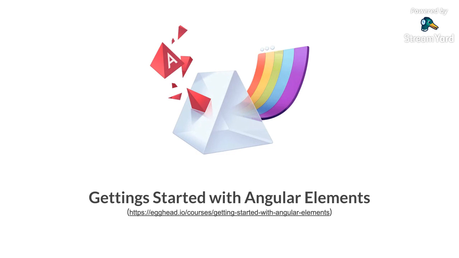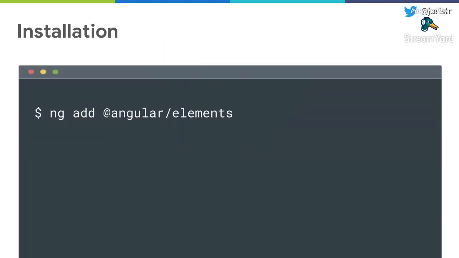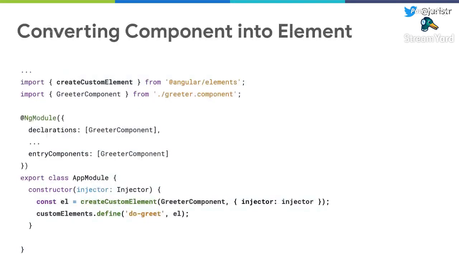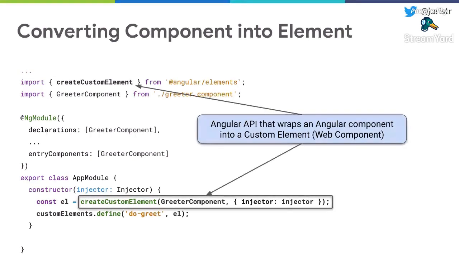Now, if you didn't start with Angular Elements yet, I have a small course there which gets you introduced on Egghead. But basically, what you do is you can use directly that ng-add command, which is from the CLI, and it will install your Angular Elements into your project and set you up. Now, converting an existing component into an Angular element is actually not that difficult. So what we need, first of all, is that createCustomElement, which we extract from the Angular elements package, which we have just installed.